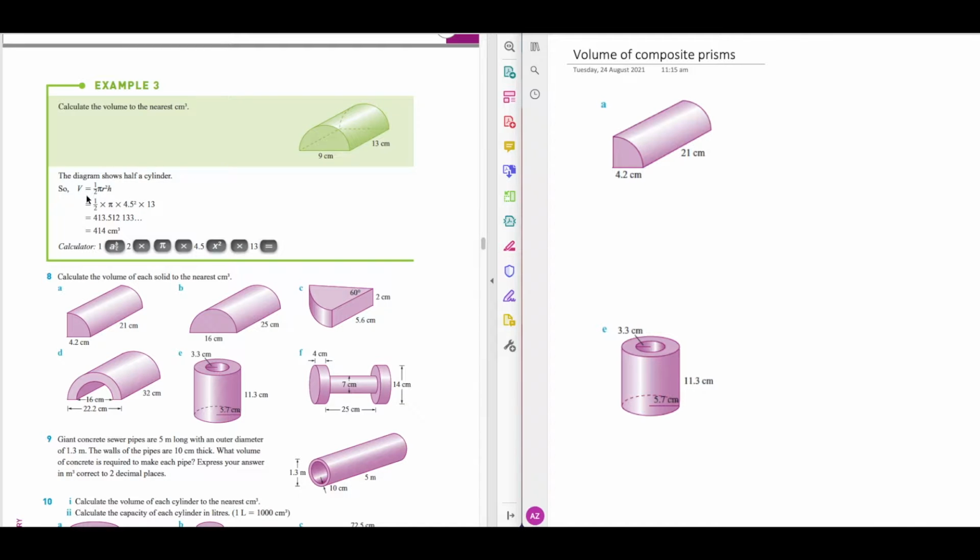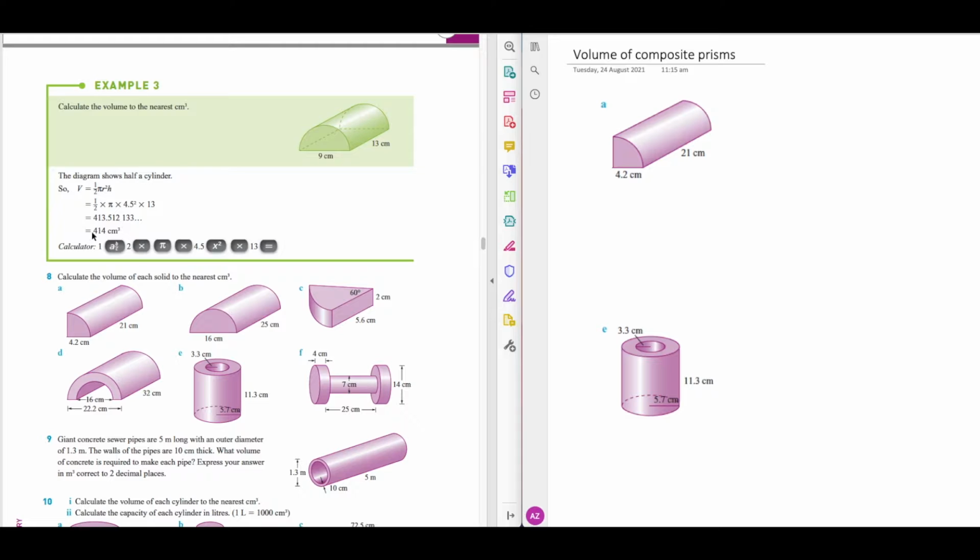So to find the volume, you've got to find the area of the cross section. To find the area of the cross section, you do half times pi r squared, because it's half a circle, right? So half times pi r squared times h, where h is the 13. Then just plug in the numbers: half times pi times the radius. Now the radius is not equal to 9. 9 is the diameter. So to find the radius, you've got to halve the 9. That's how they got the 4.5 here.